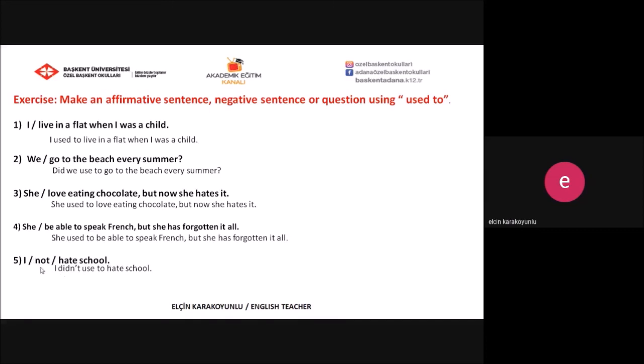And the last one, as you see not here, so it means that we have to use the negative form of used to. So I didn't use to hate school. Just remember, for the negative form of used to, we use the subject at the beginning of a sentence, and then didn't use to, and then verb one. It means the bare infinitive form of the verb.